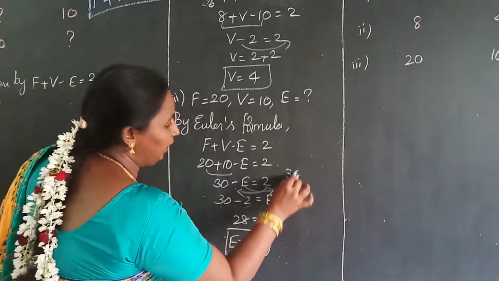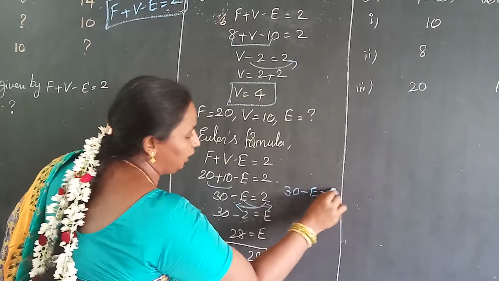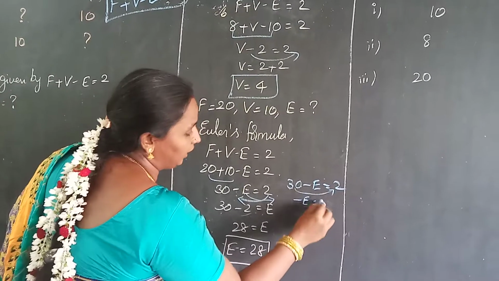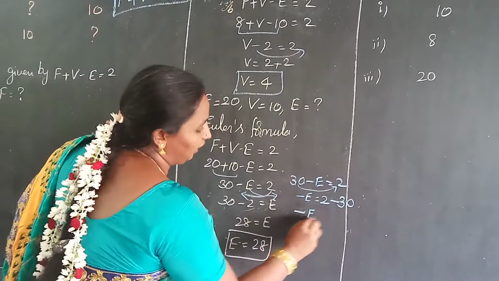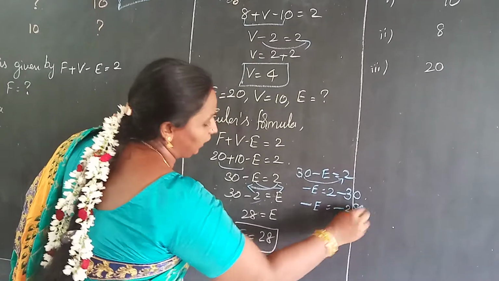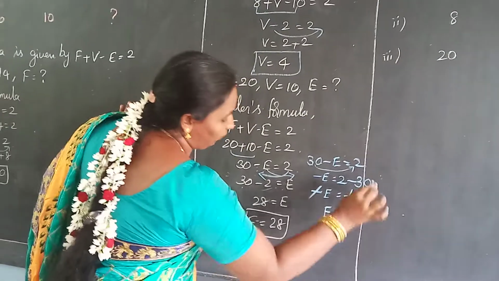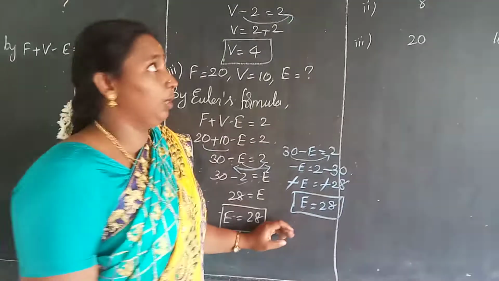Here you can solve like this also. You can send 30 also. So 30 minus E equal to 2. Minus E equal to, send this 30 to the right hand side, 2 minus 30. So minus E equal to minus 28. Here this minus will get cancelled. E equal to 28. So you will get the same answer only. Which is easy, you can follow that method.